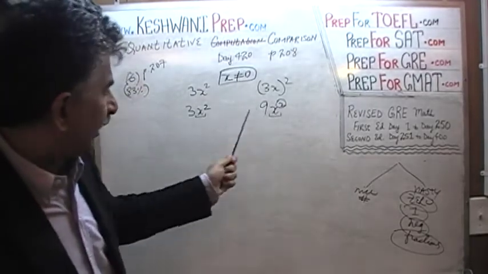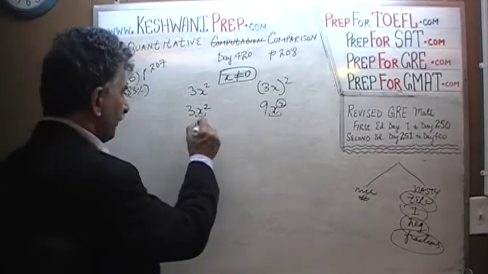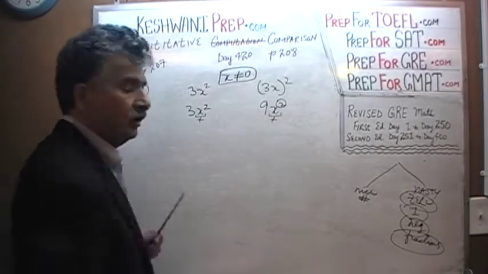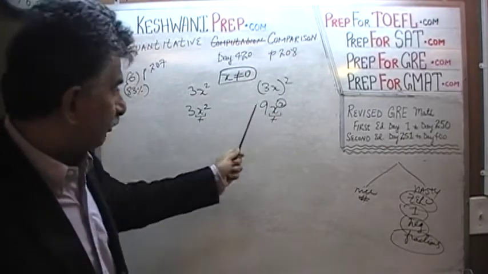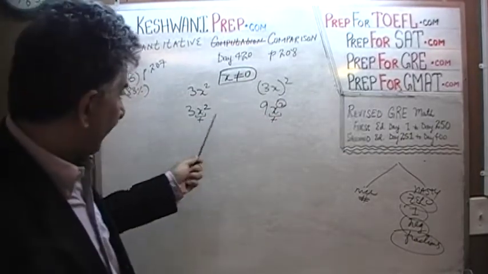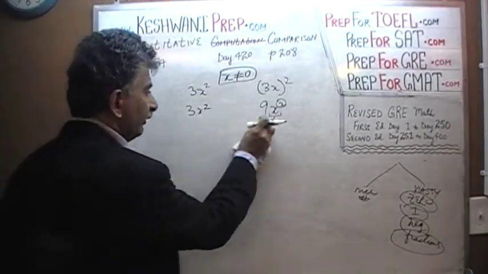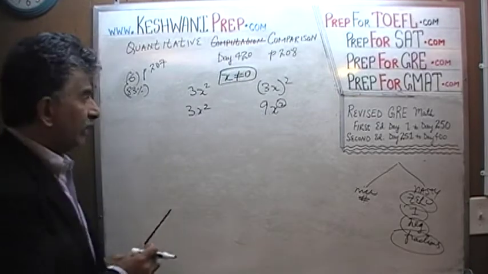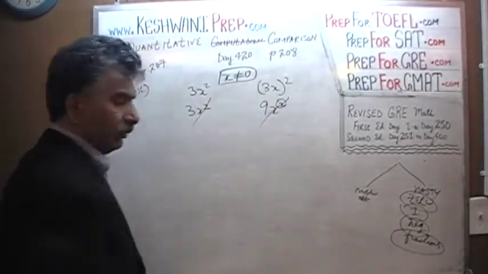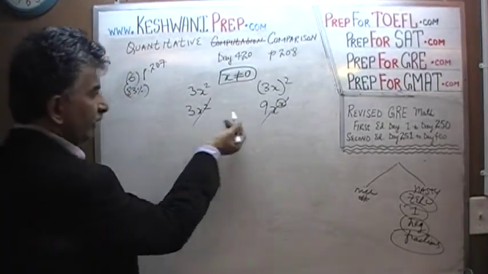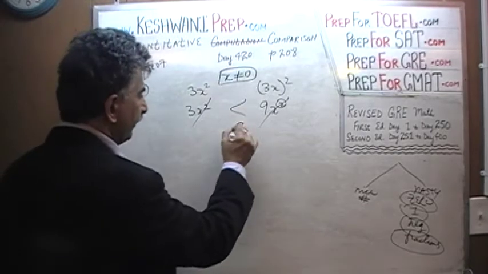By the time you square it, it's a positive quantity. This is a positive quantity, and this is a positive quantity. And since they are both positive quantities, and they are the exact same quantity, x squared versus x squared, because it appears in both columns, we can divide both columns by x squared. It goes on. And now, of course, 3 versus 9, 9 is bigger, the answer is B.